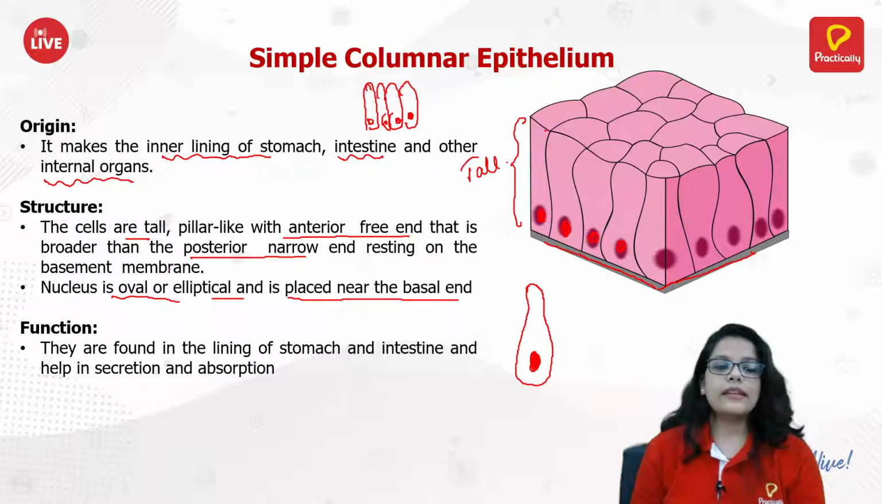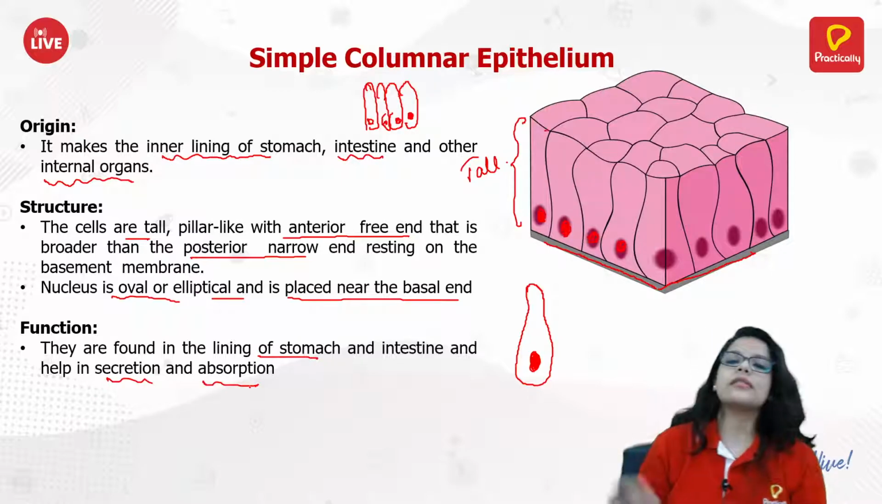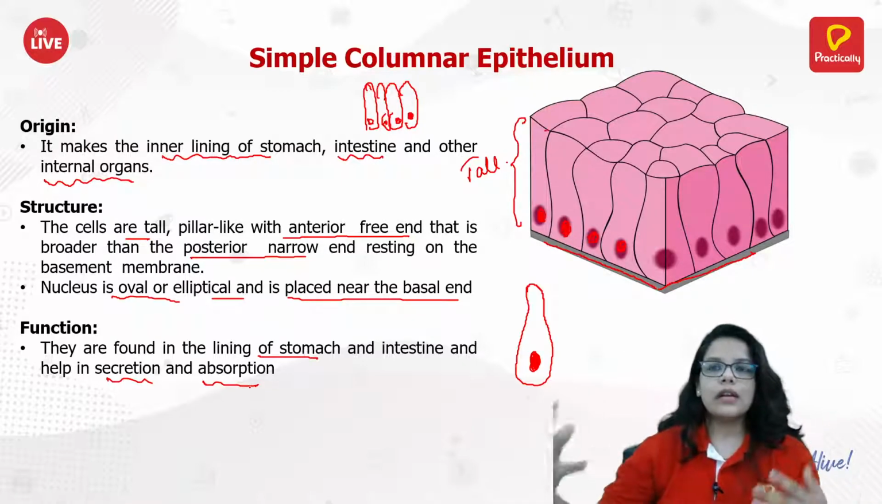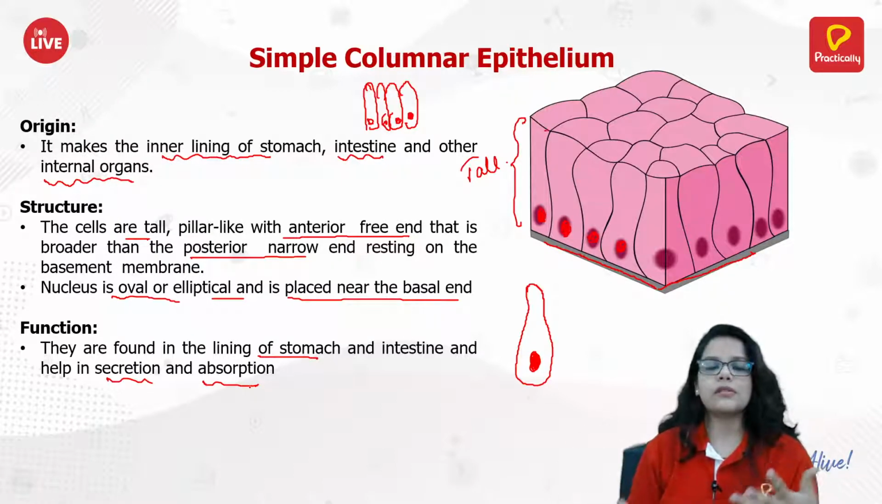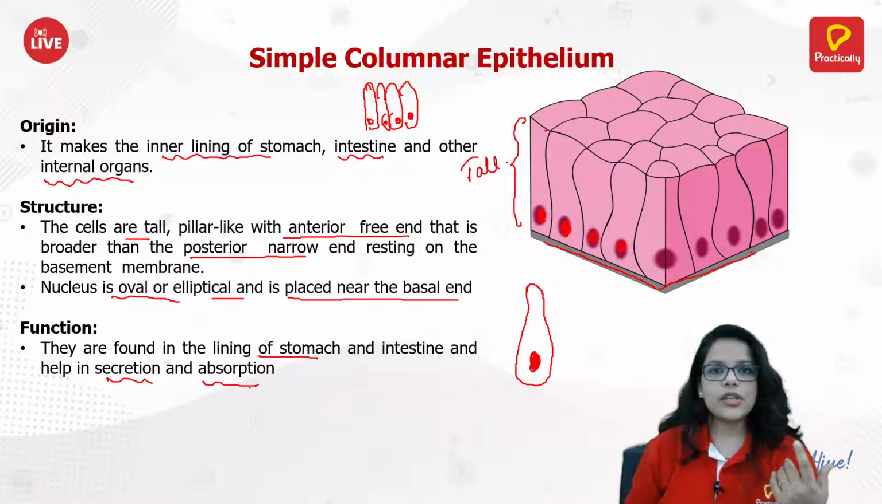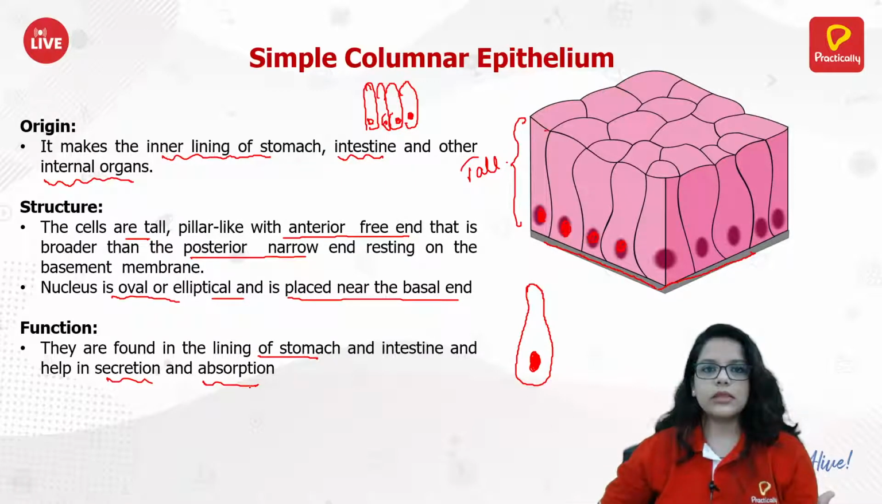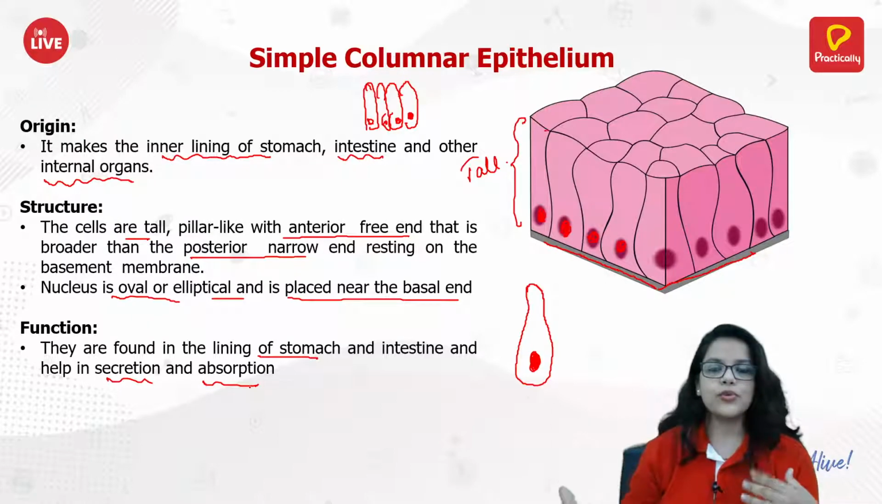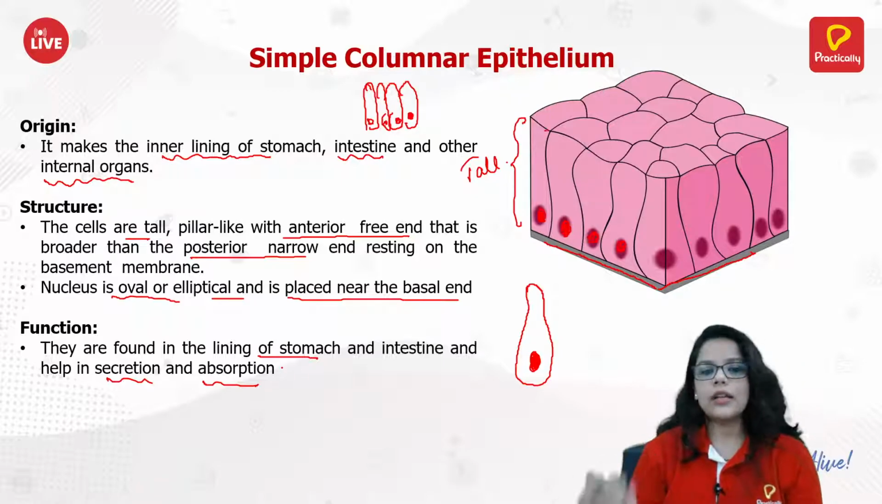Okay, and they are found in the lining of the stomach and intestine and help in secretion and absorption. Since they are in the stomach and intestine, there's secretion of juices and acids, etc. There is a secretion function because that is what the stomach's work is, right? It'll digest food, it'll give out the things. There is a transfer, taking and giving up of juices, etc. So since it is in the lining of the stomach and intestine, it helps in secretion and absorption.